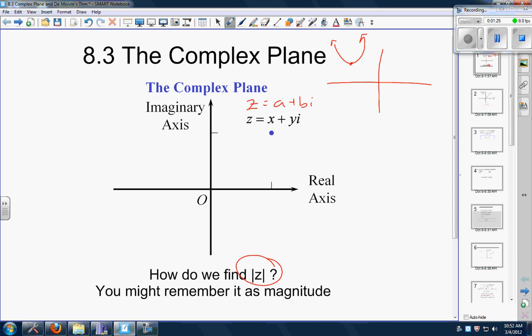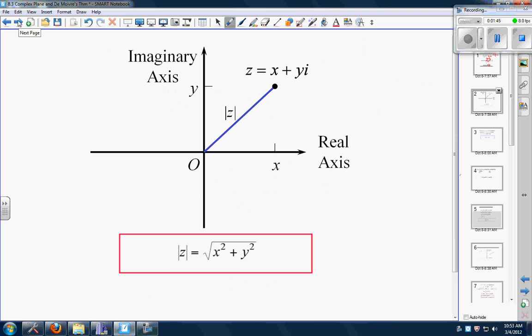So you guys know absolute value is just your distance from 0 in a straight line. The way we get that, again, is just a simple Pythagorean theorem problem. We had to go over x, we had to go up y. That'll tell us this magnitude right here. So all we have to do is, magnitude is just the square root of x squared plus y squared.